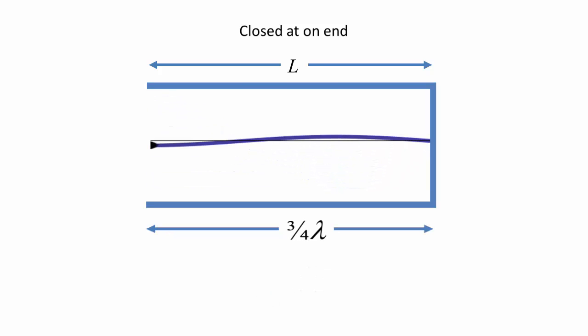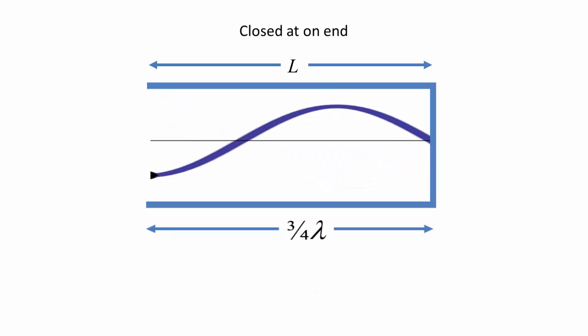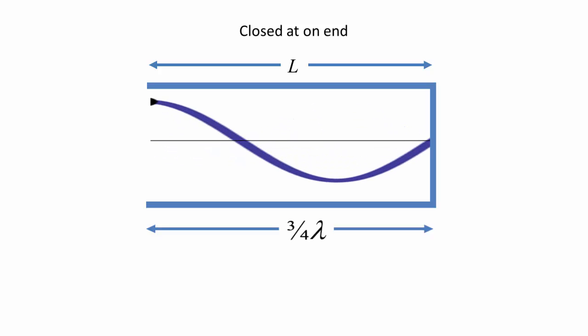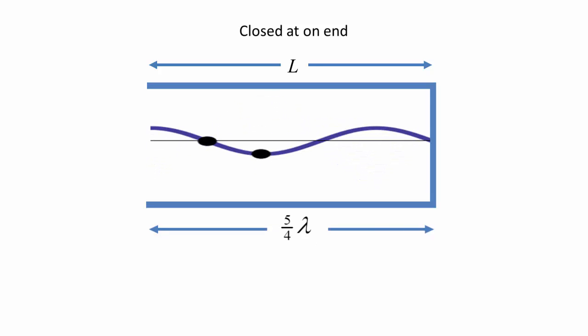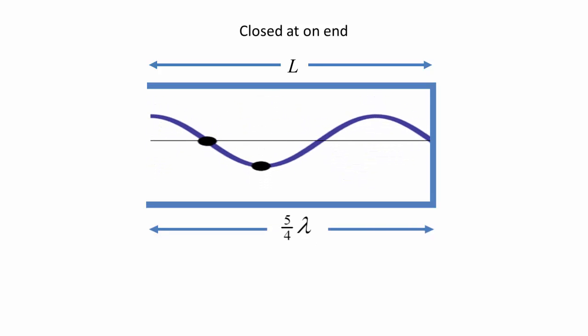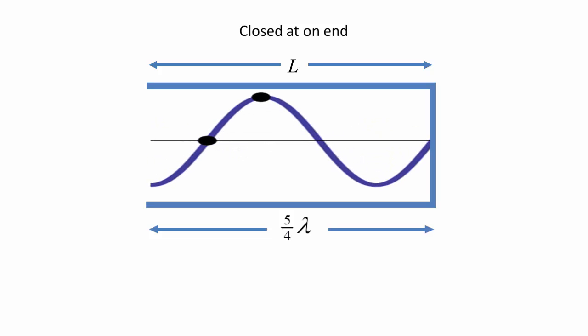The next harmonic occurs at 3/4 of a wavelength. So what is the wavelength of this harmonic? The next harmonic after that occurs at 5/4 of a wavelength. So what's the wavelength of this harmonic?